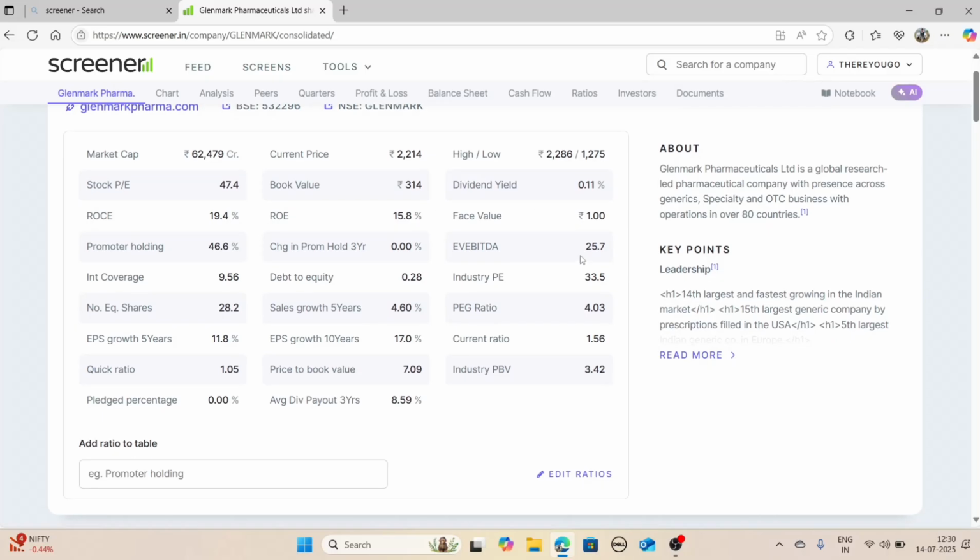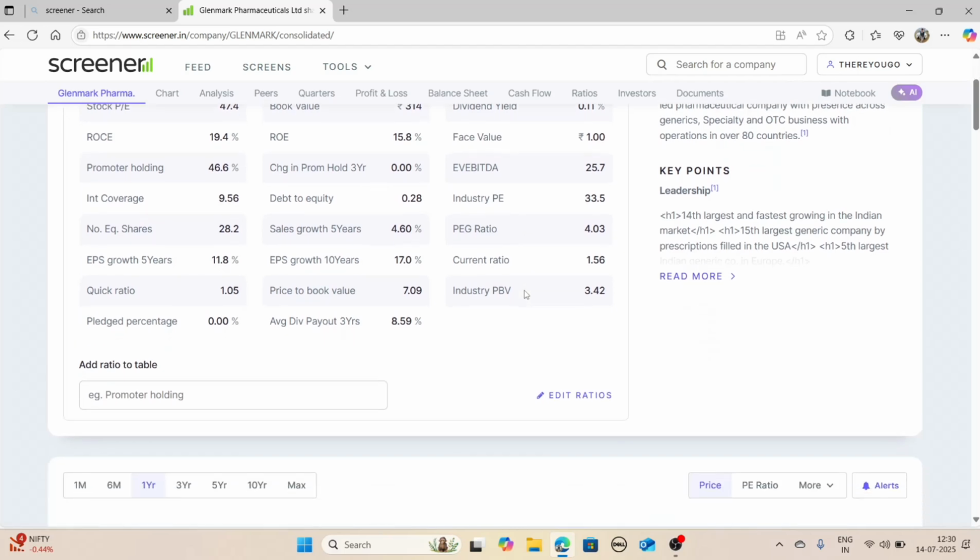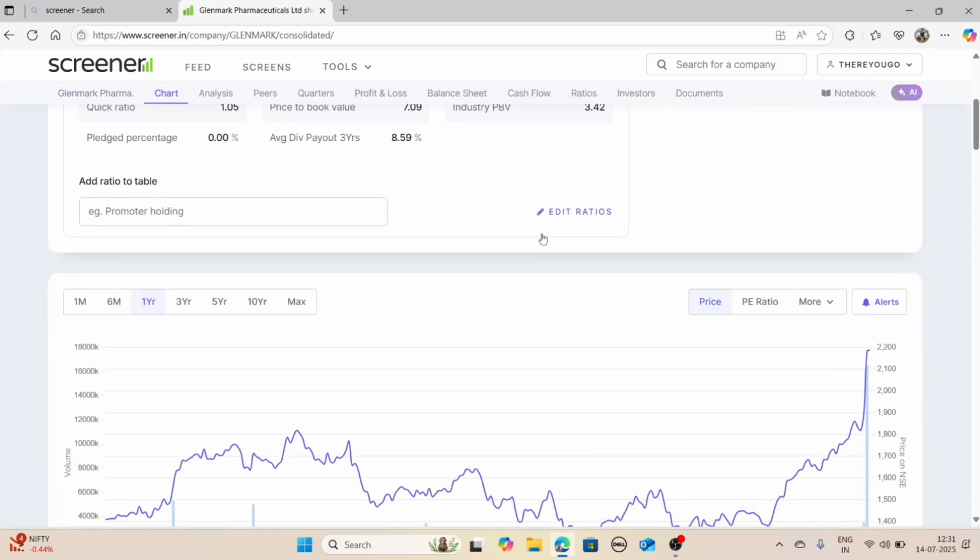EV to EBITDA means how many times the company is valued as compared to its core profit, that is 25 times. That's too high. PEG ratio is also high. It should be around 1.5, or below 1 would be better, but it is 4. That shows that the company is not growing that much as compared to how its P/E is growing.